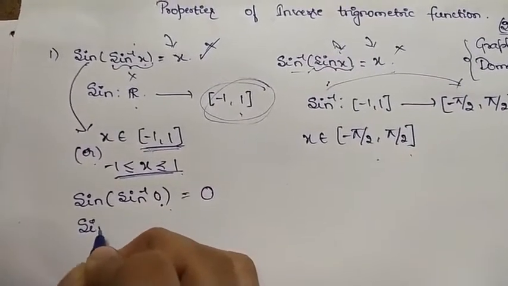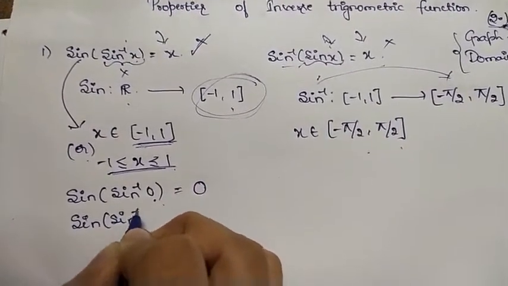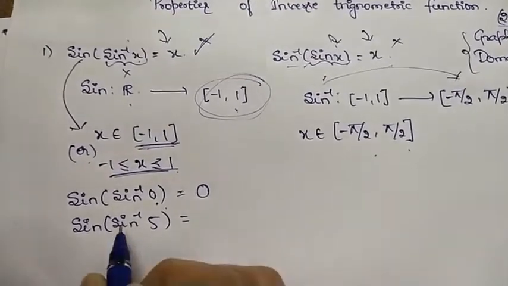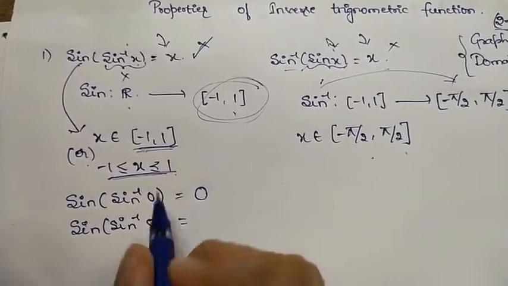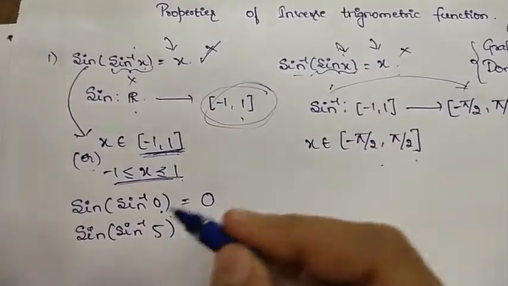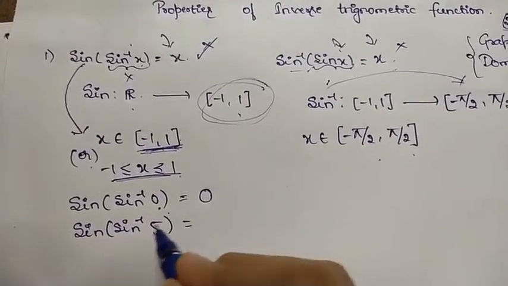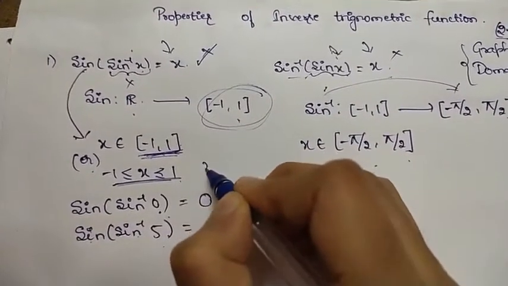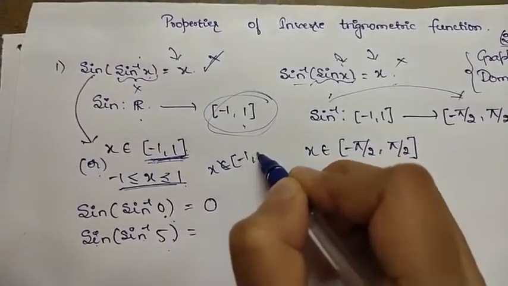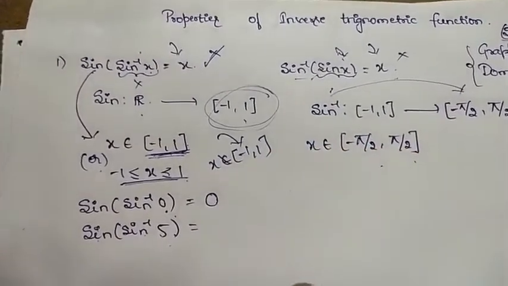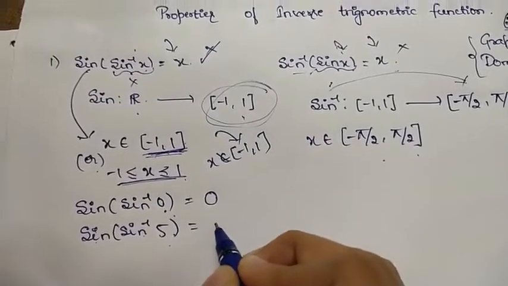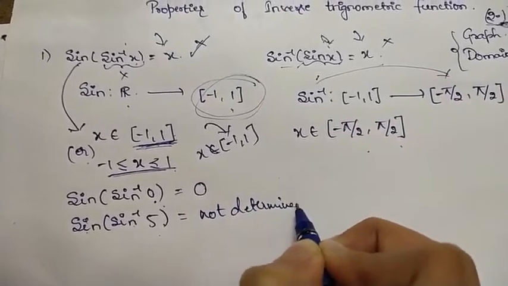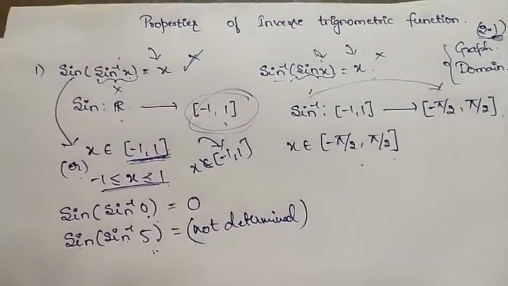Suppose they have given sine of sine inverse of phi. Does this phi belong to this interval? No, phi does not belong to this interval. So when it comes to sine of sine inverse of phi, x does not belong to the defined interval, which means this value is not going to be determined.